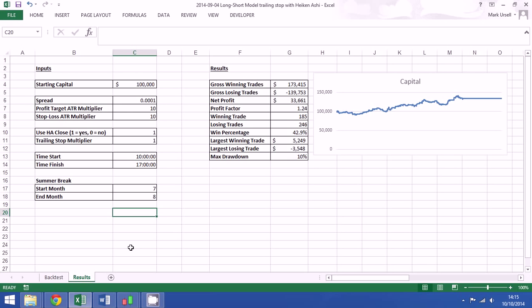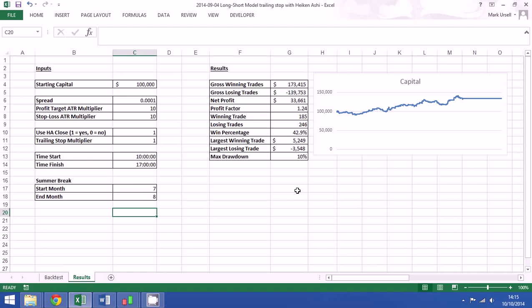Looking at the results, we've got a pretty good win percentage over time. We've got a nice difference between the largest winning trade and the largest losing trade. And one thing I like in particular is we've got a very low drawdown over this extended period of time, 14 years. Only having a 10% drawdown is pretty nice.